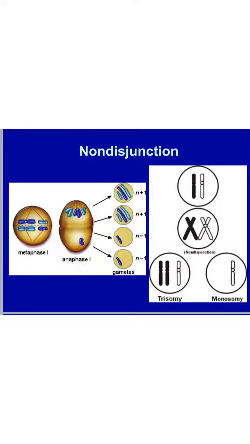Okay, so this is basically how non-disjunction happens. Remember in meiosis, the chromosomes need to double up. They need to join together at the centromere. During metaphase and anaphase, they pull apart. During this process, something happens where these chromosomes don't separate properly, and as a result, there's an extra chromosome in one cell, and a chromosome missing in another cell.